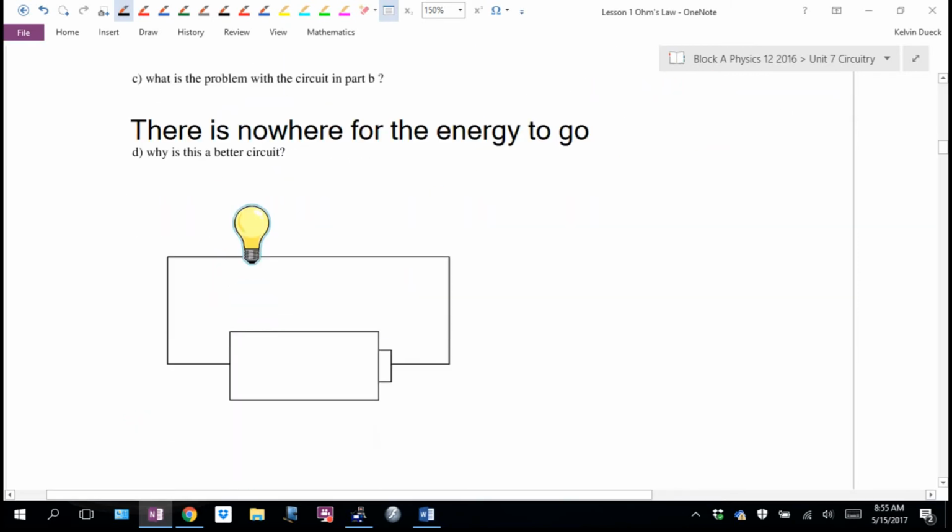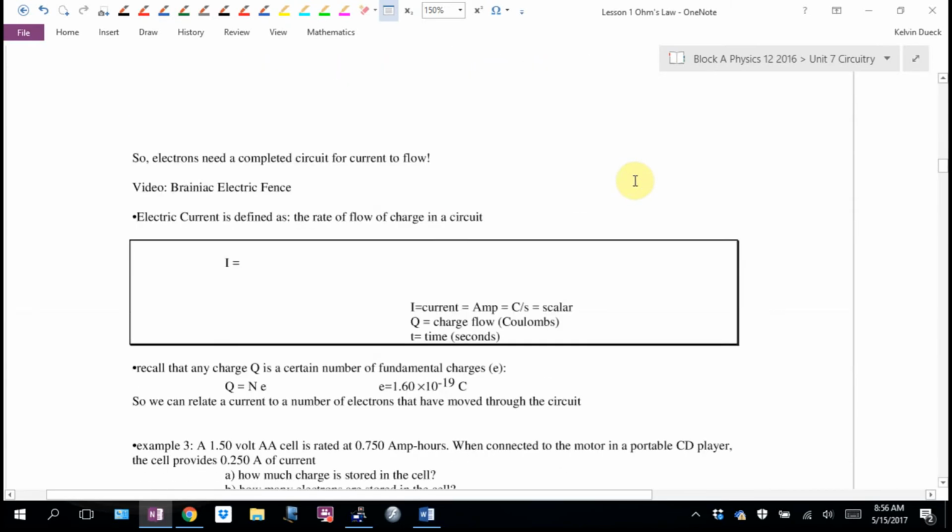So why is this a better circuit? The energy is used up in the light bulb, and it goes into turning on the light as opposed to heating up the wires. The energy's got to go somewhere. Well, let's make it useful. Turn the page. So, electrons need a completed circuit for current to flow.